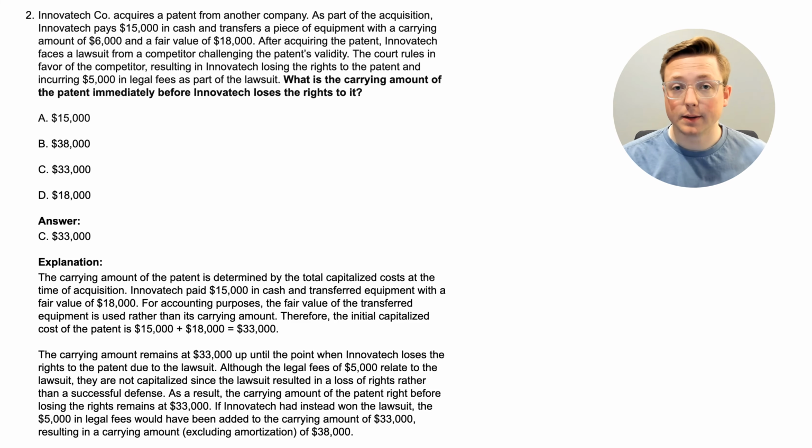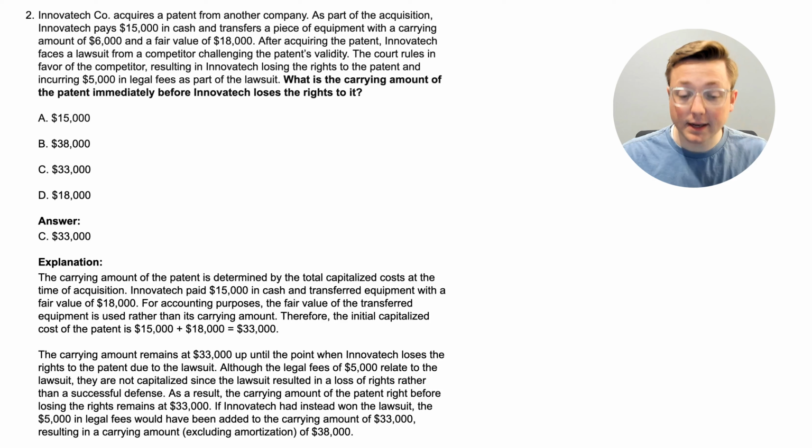If you ever transfer something in exchange for an intangible asset, usually you're going to be using the fair value of that transferred amount. So the cash is always at its fair value. So cash is the $15,000. Then there's the fair value of the equipment that was transferred. That's $18,000. For accounting purposes, the fair value of the transferred equipment is used rather than its carrying amount. So I kind of just explained that. Therefore, the initial capitalized cost of the patent is that $15,000 plus that $18,000. So $33,000. That's how much the patent was being carried at before they had this lawsuit.